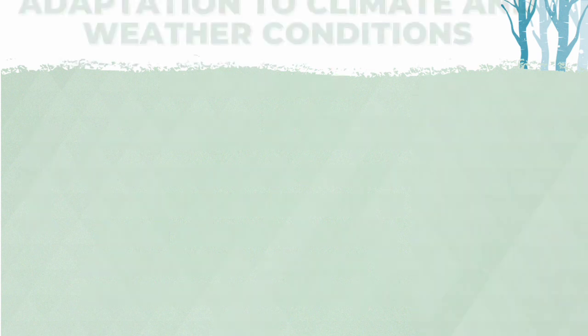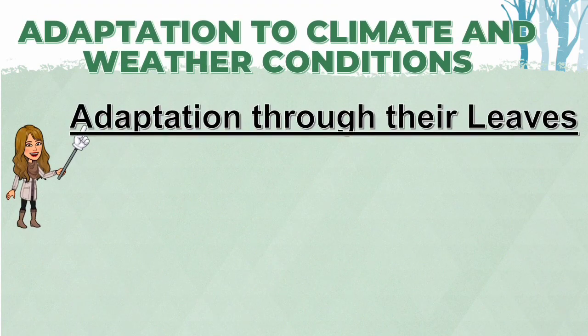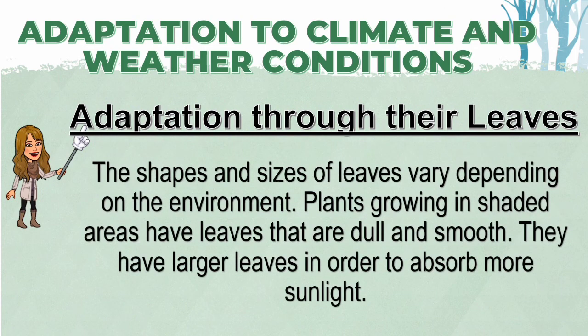Next, the third one is the adaptation to climate and weather conditions. So, under the adaptation to climate and weather conditions is the adaptation through leaves. The shapes and sizes of leaves vary depending on the environment. These plants growing in shaded areas have leaves that are dull and smooth. They have larger leaves in order to absorb more sunlight. So, the shapes and sizes of leaves vary depending on the environment.